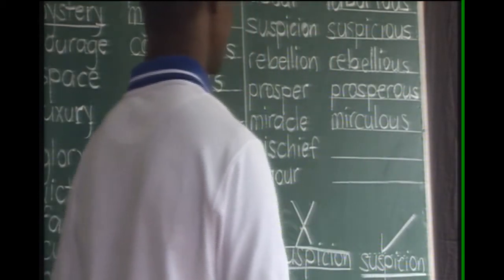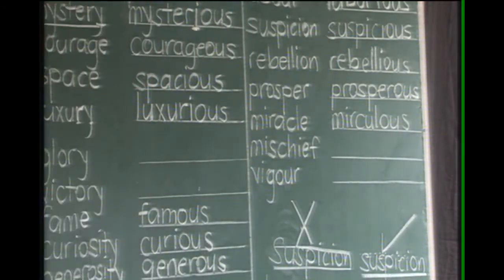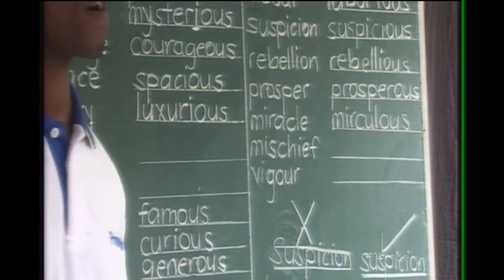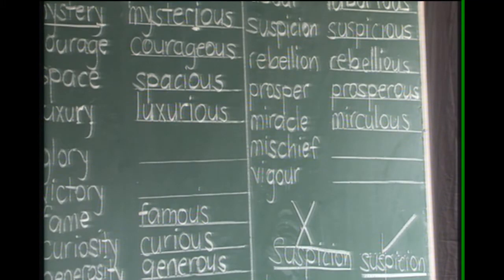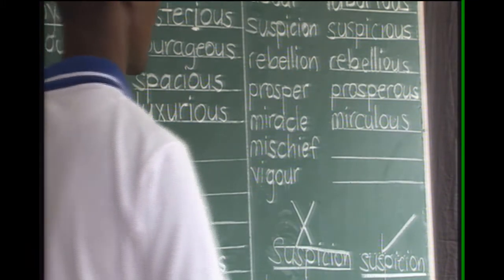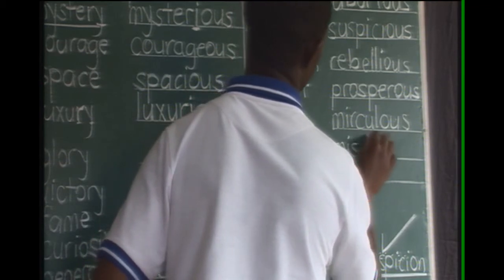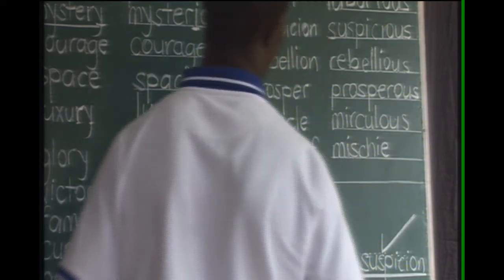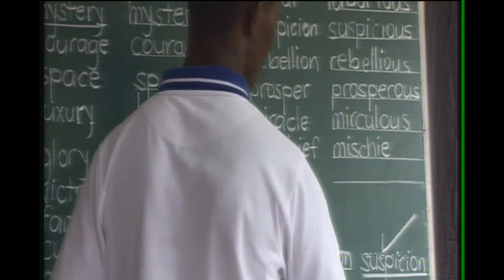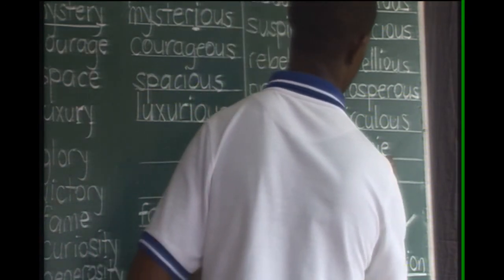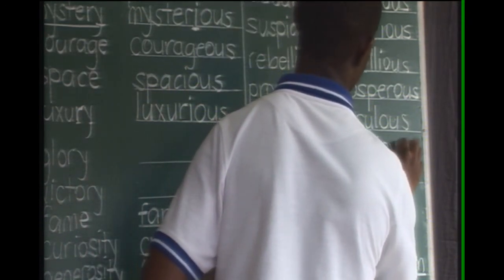Is our adjective. Mischief is the next noun, and the adjective formed from mischief is mischievous. Check the changes that happen in the word mischievous.